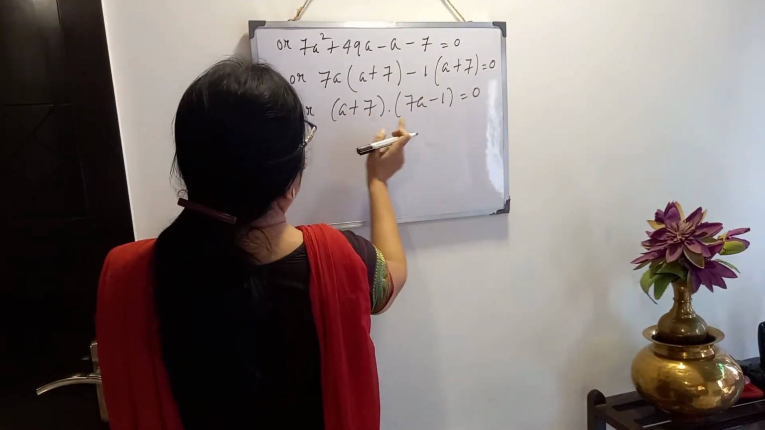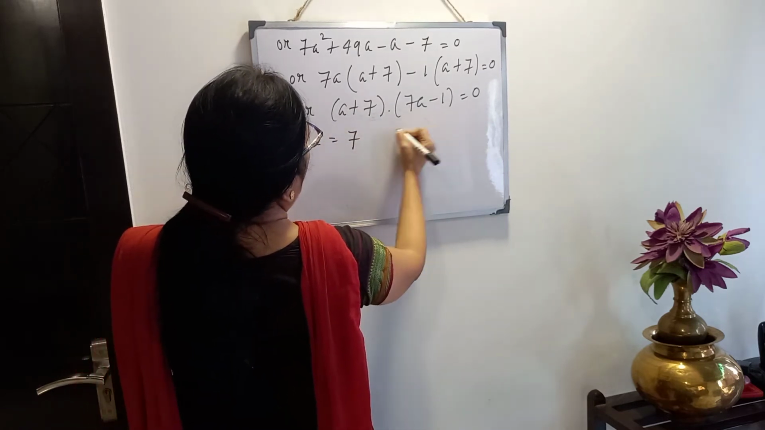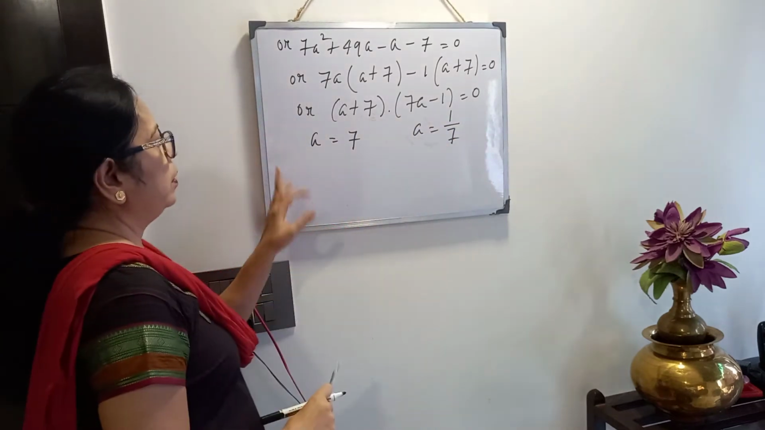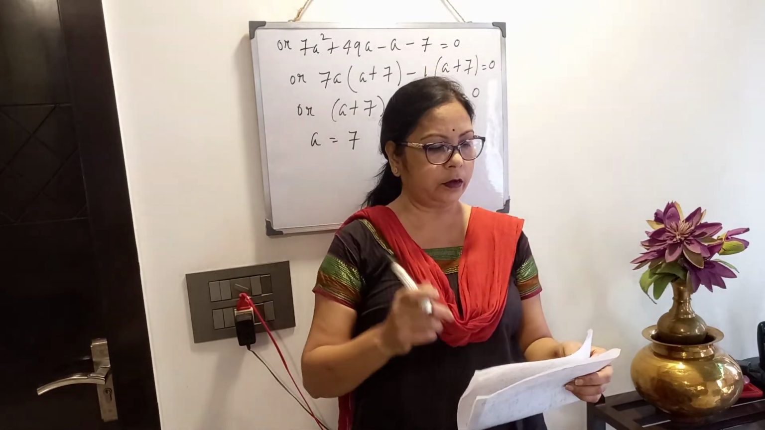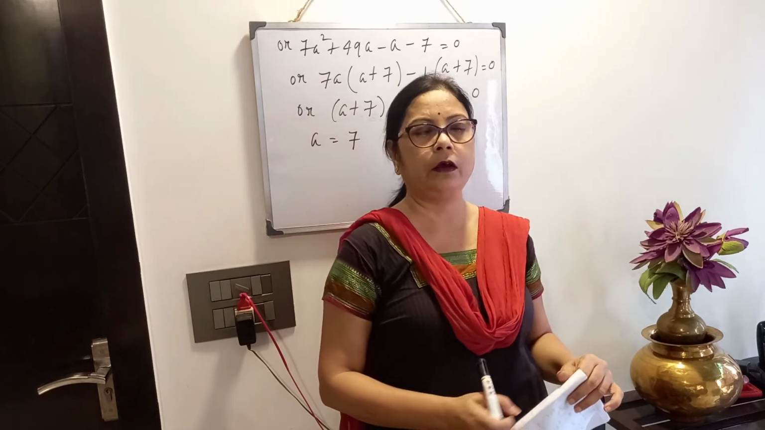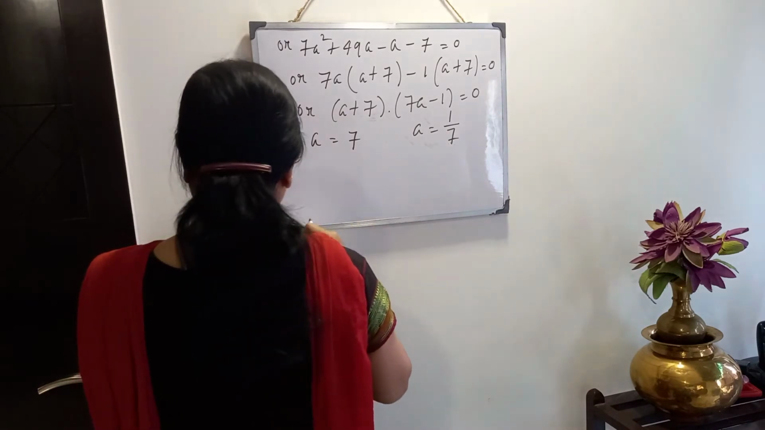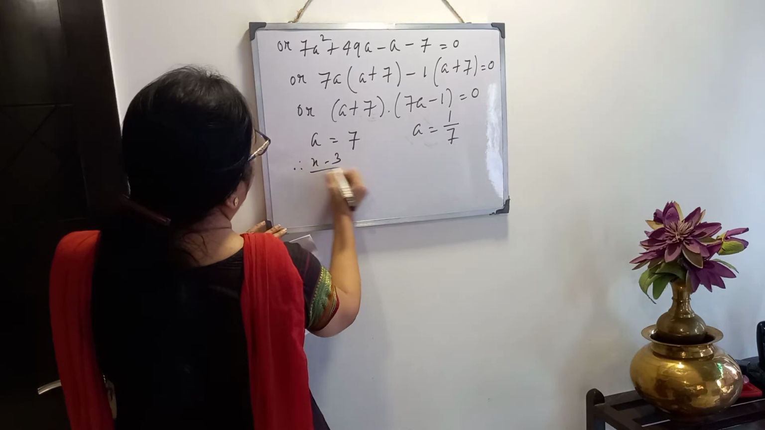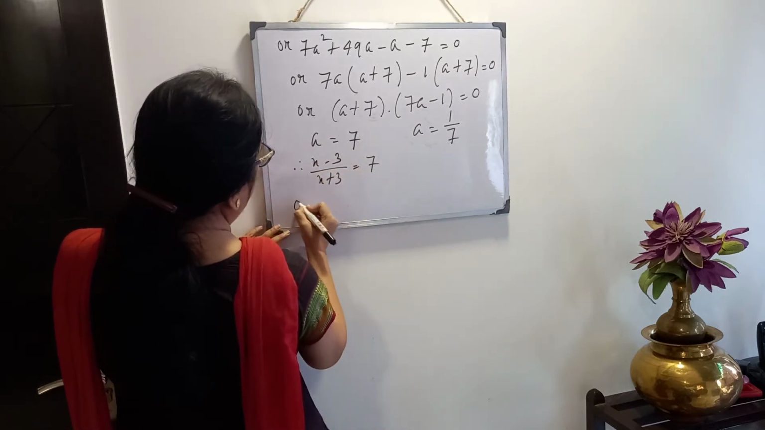When a plus 7 equals to 0, then we are getting a equals to minus 7 or a equals to 1 by 7. But this is not your answer. Why? Since your original sum there was x, clear, not a. We had considered that. So we have to put the value of a now. A means we have considered a, therefore x minus 3 by x plus 3 equals to minus 7. Then cross multiply.